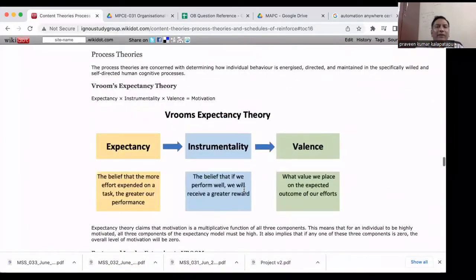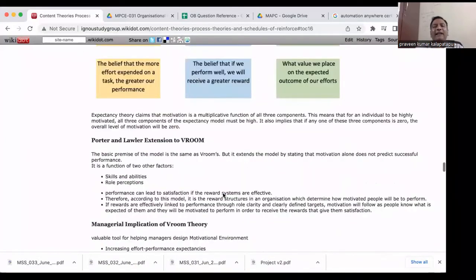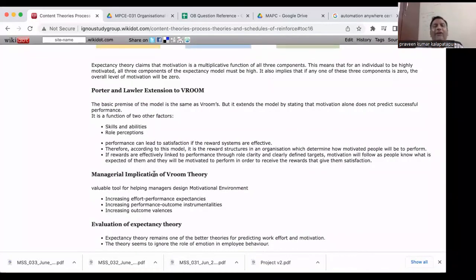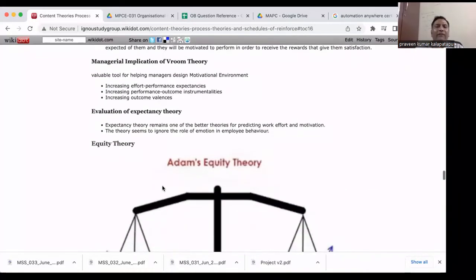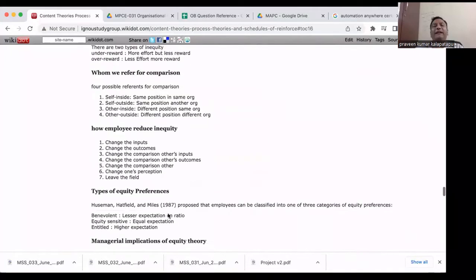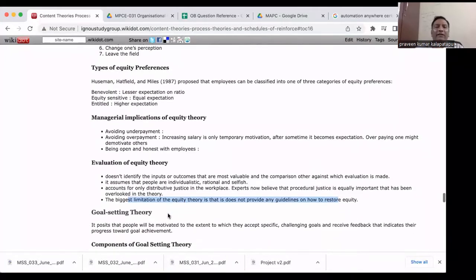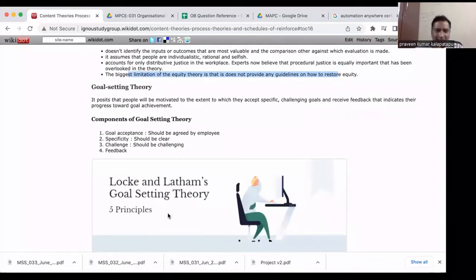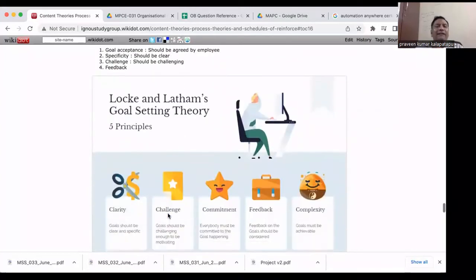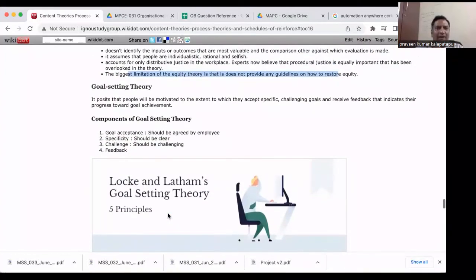So we talked about Vroom's expectancy theory. We talked about Porter and Lawler's extension of Vroom. We talked about equity theory as well. Okay. So now we are talking about goal setting theory. Goal setting theory is very, very simple.